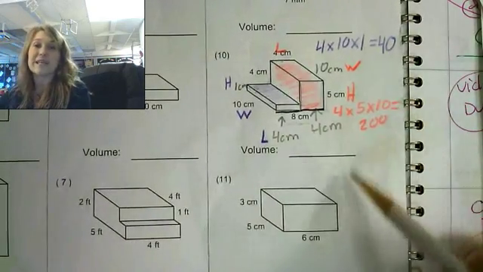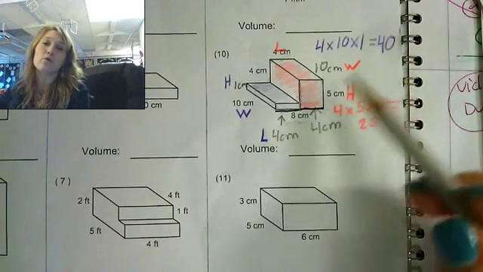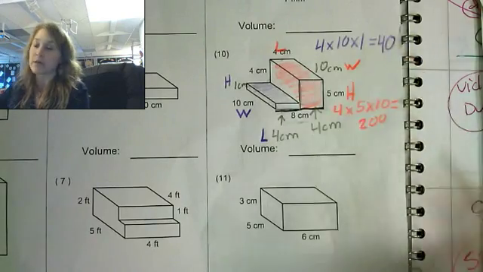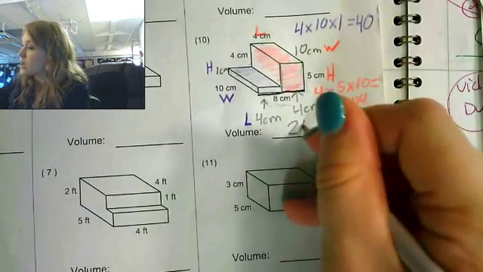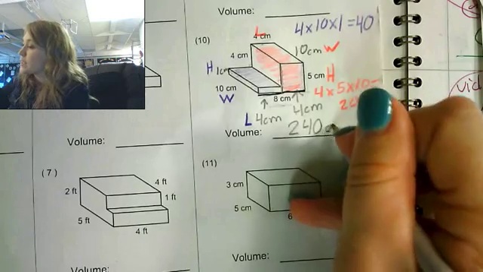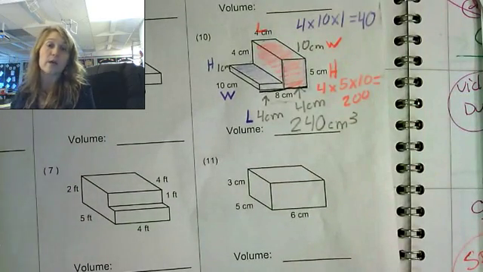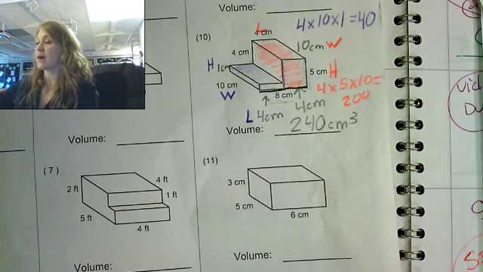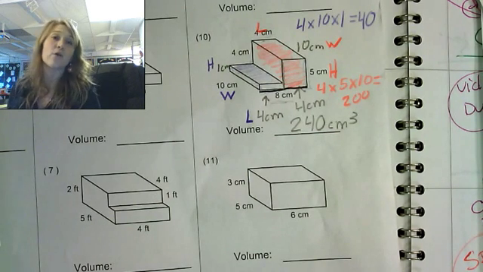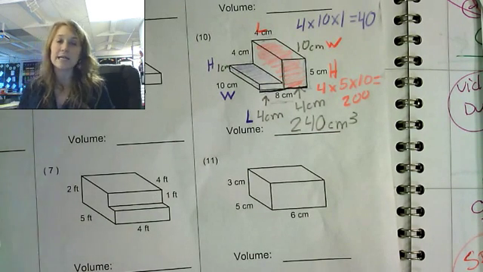And then all we have to do is add these together to get our total volume. 200 plus 40 gives me an answer of 240 centimeters cubed. And that is our total volume. So there's a quick review of how to find volume of a composite figure. Hopefully this will help you as you are studying for your test.